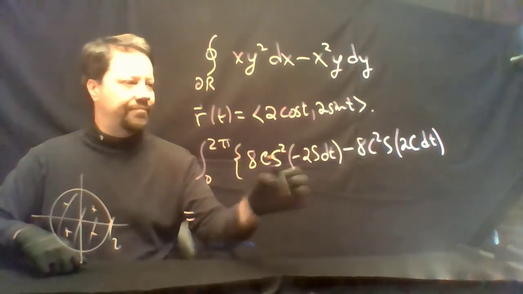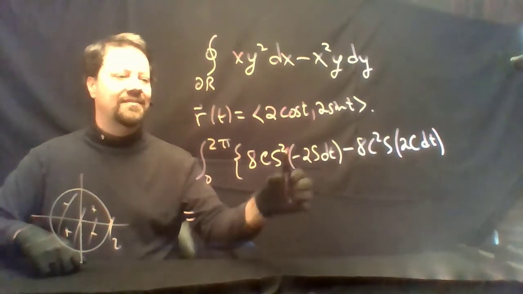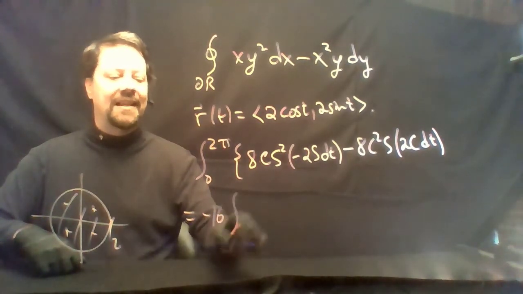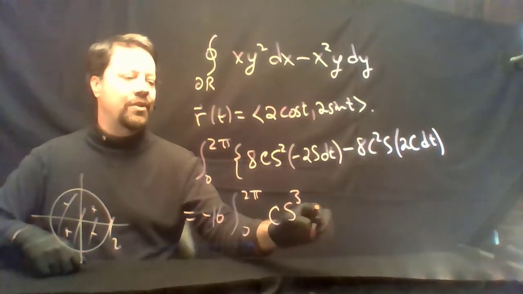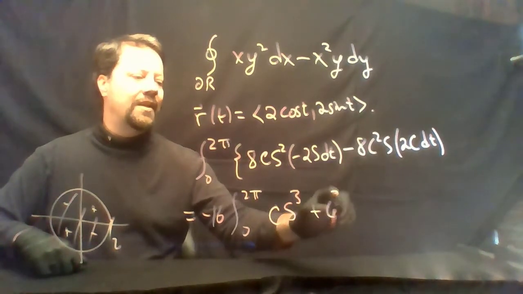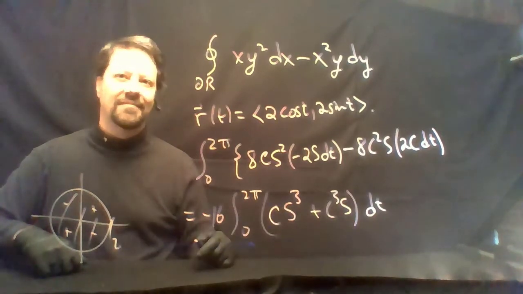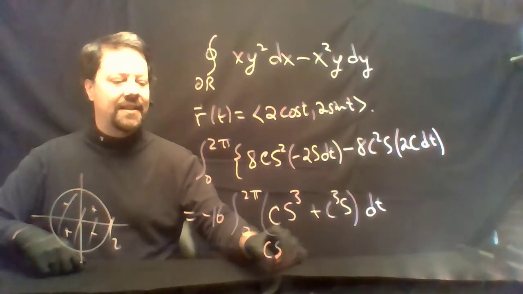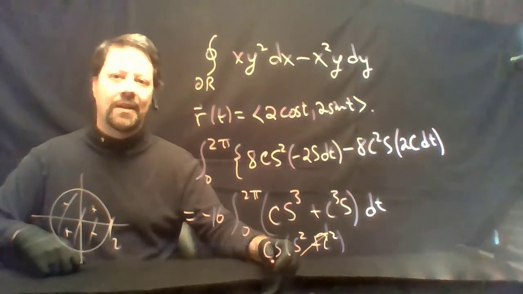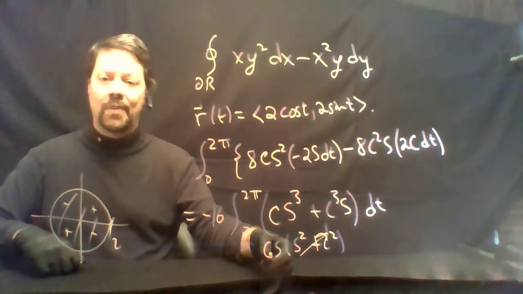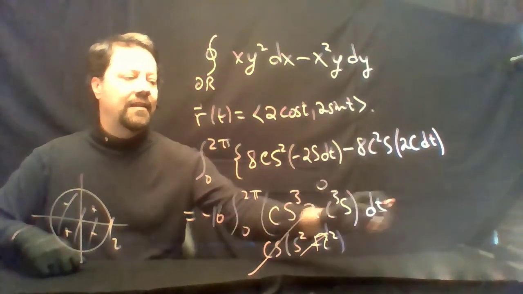We get negative, we can factor a negative 16 out of the entire integral. What's left over is this cosine sine cubed plus cosine cubed sine, all times dt. You can factor a cosine sine out and have sine squared plus cosine squared, which is 1. Cosine sine is 1/2 sine of 2t, integrated from 0 to 2 pi. That gives you 0.